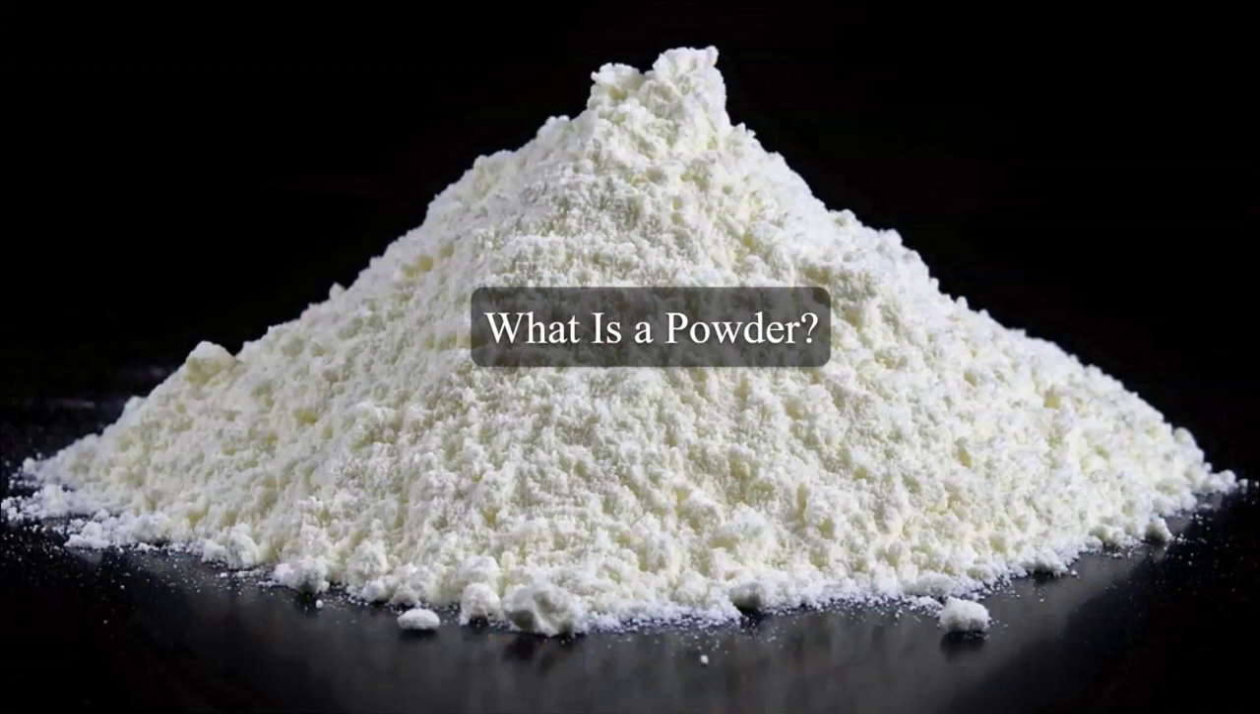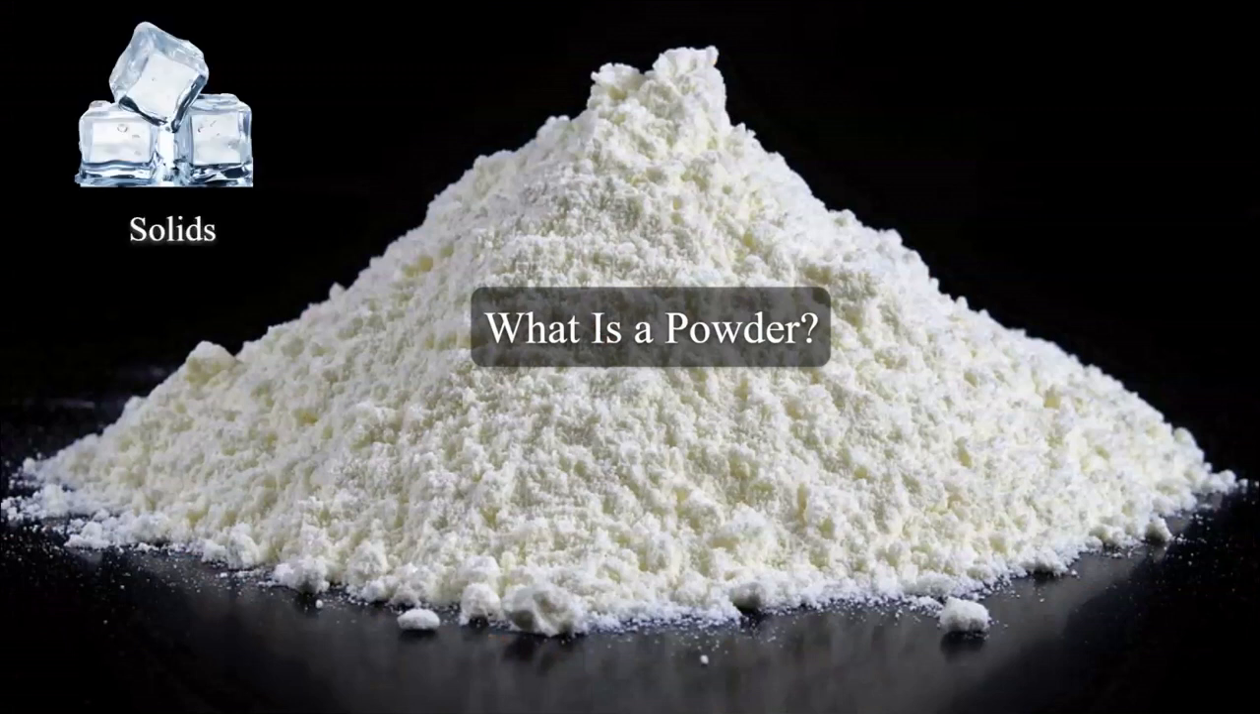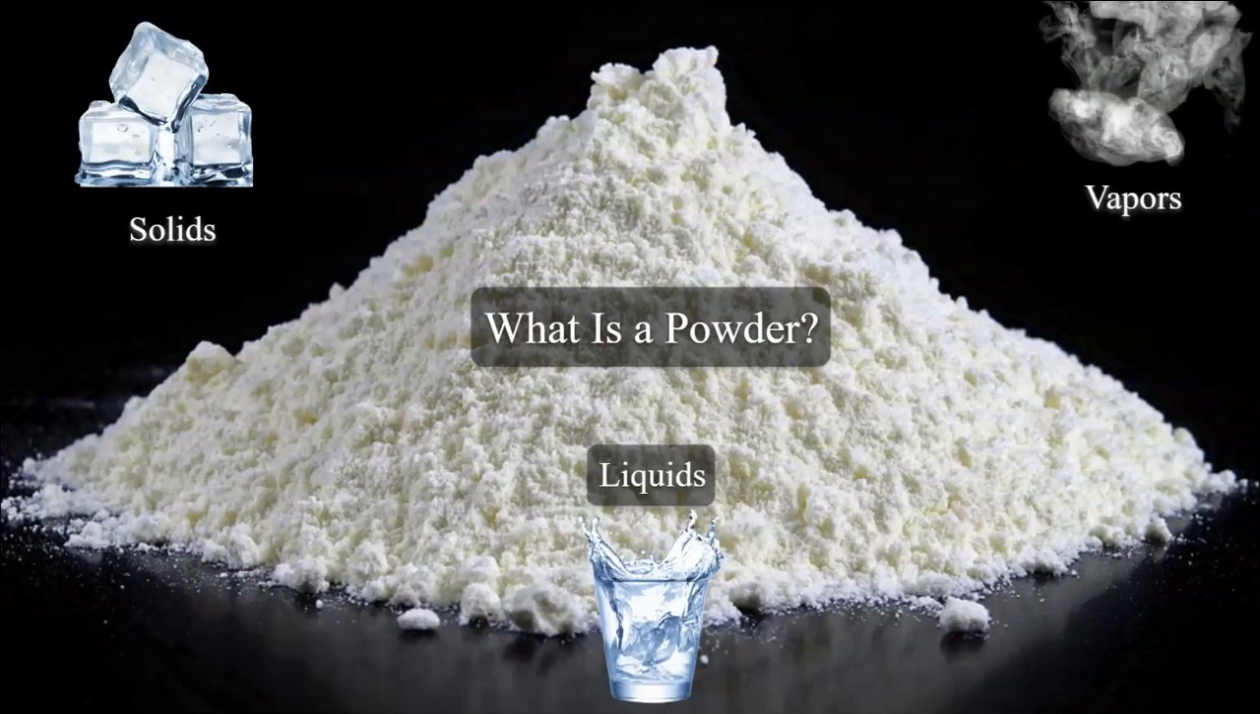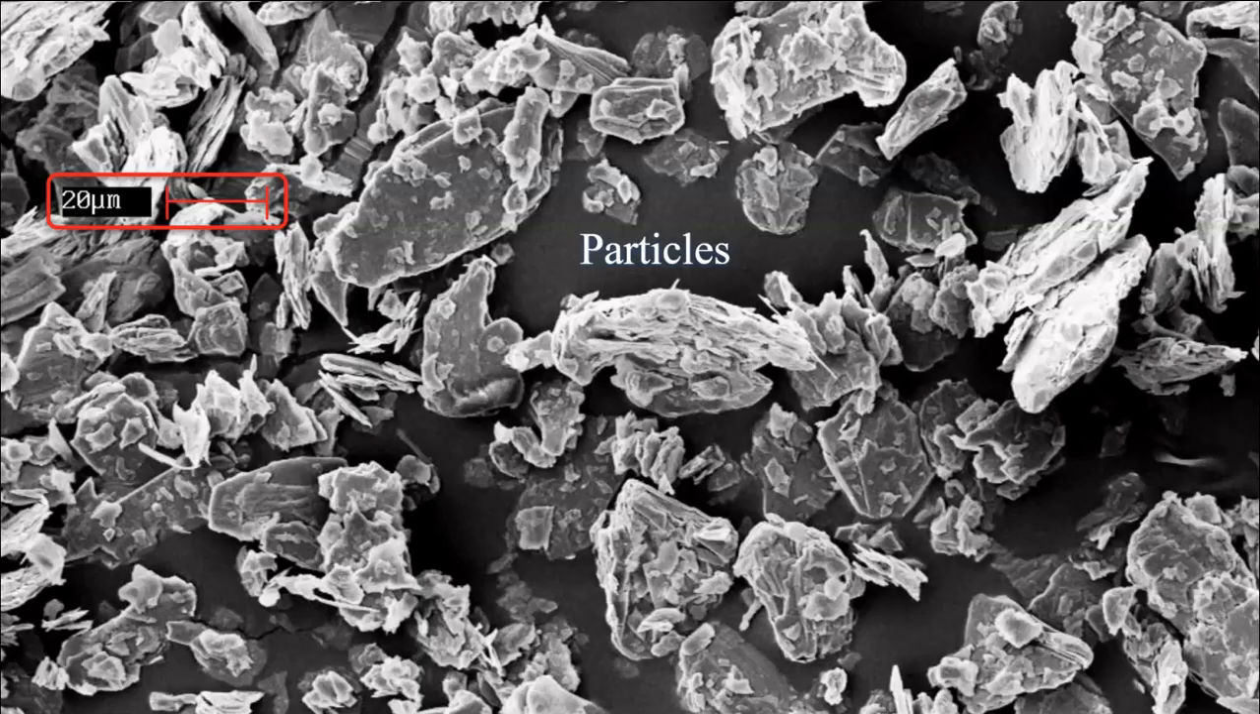So moving forward, what is a powder? Well, a powder is going to be the bulk assembly of solids, liquids, and vapors. And particularly in powders, solids are going to be these things called particles. So this is going to be an SEM image of talc powder, which is actually baby powder. And if we look at the top left, we can see that our scaling is at 20 micrometers. So these are going to be relatively small particles.